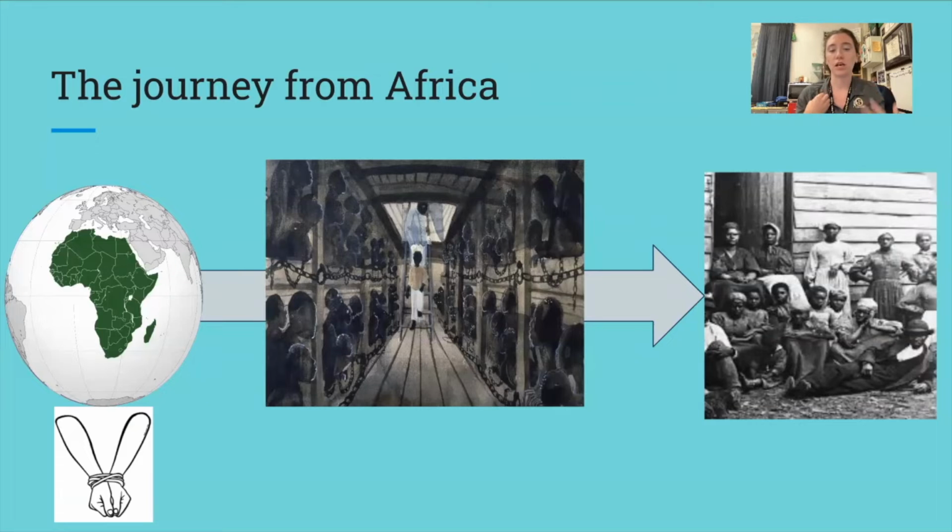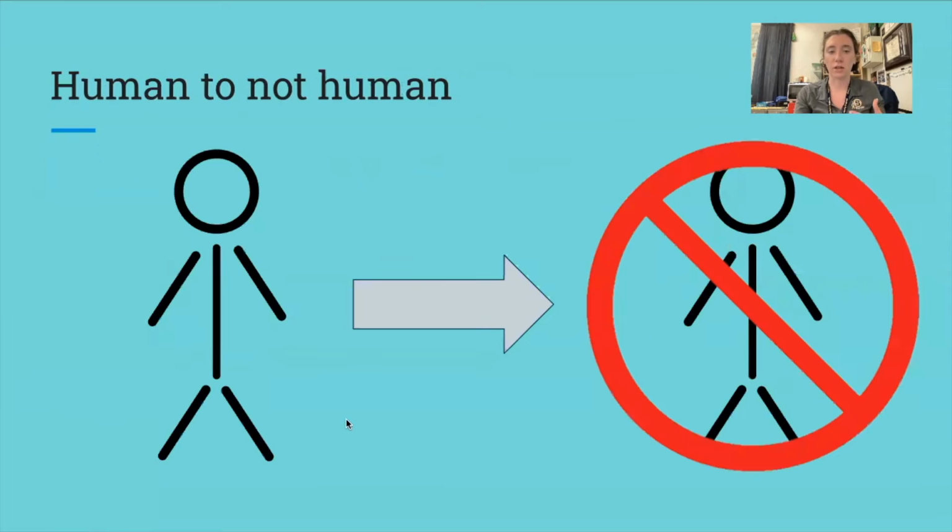These slave ships are terrible, awful conditions, let alone the trauma of being taken from their families, right? This is the only place they've ever known, right? They know the land, they know where to get resources, and now they're being put on a ship and taken to a place that they've never even been before, and they have no idea where they are, right? So we'll talk about the journey here.